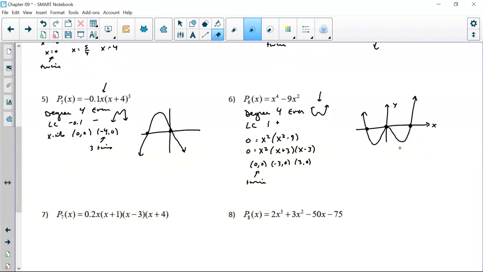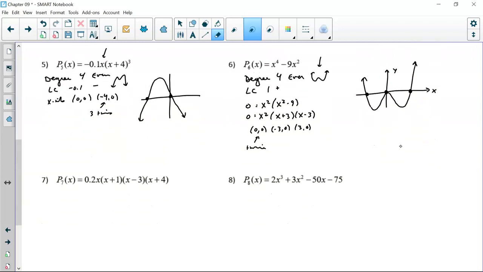Final 2. For number 7, the degree. Count up the x's, 1, 2, 3, 4. Leading coefficient, 0.2, which is a positive. So the shape, it's going to look like this.